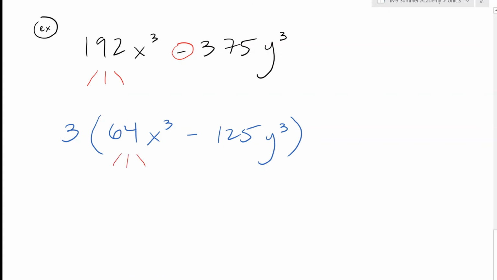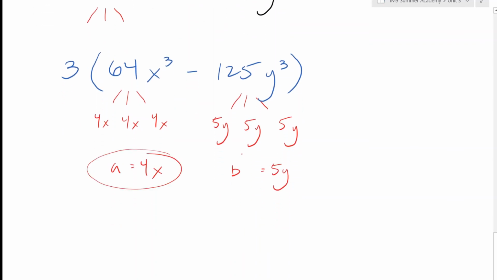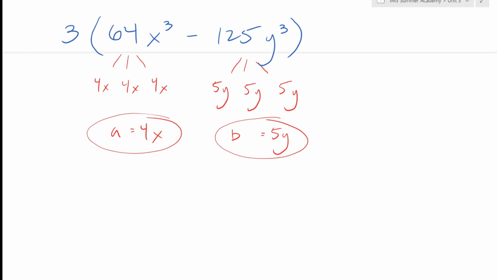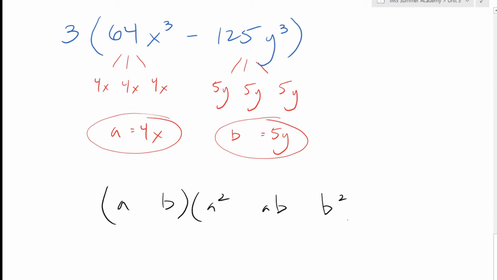What times what times what gives me 64? That would be a 4. So 4 times 4 times 4. X cubed breaks into x and x and x. 125 we've seen before. That's a 5, 5, 5. Y cubed breaks into y's. So my a value is 4x. My b value is 5y. So there's my a, there's my b. Let's now plug that into our equation. Remember, it goes a and b, a squared, a times b, and then b squared.